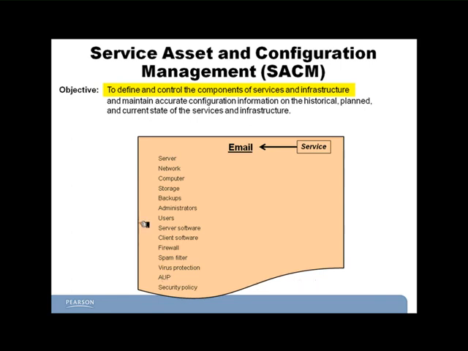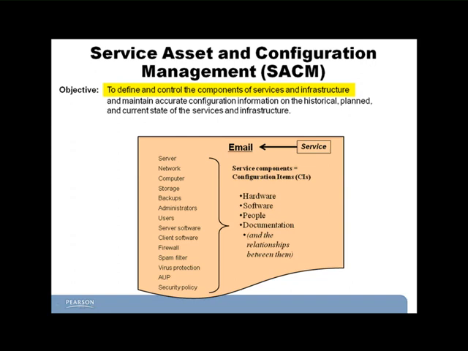All of these things are components of the service. And components of services are called CIs, or configuration items. The term CI, or configuration item, is a term that you'll need to live and breathe for the ITIL exam. If you want to make your life easy, you can think of CIs as fitting into 4 categories: hardware, software, people, documentation, and the relationships between them.